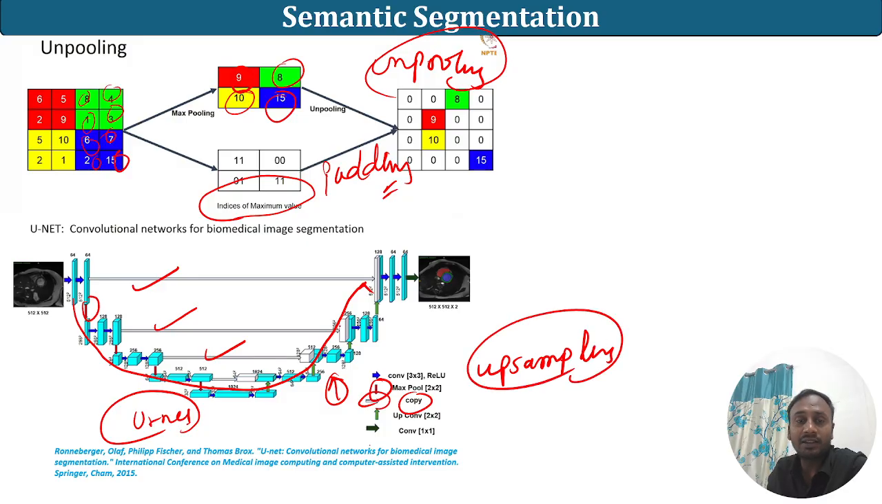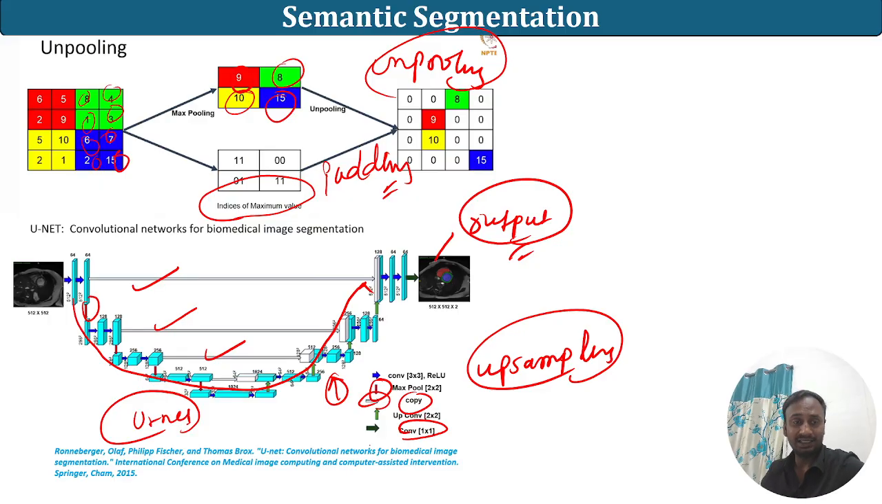Whatever I explained, the same thing is here only. Then the convolutional we have is the output. Okay, so this is the architecture for the U-Net.